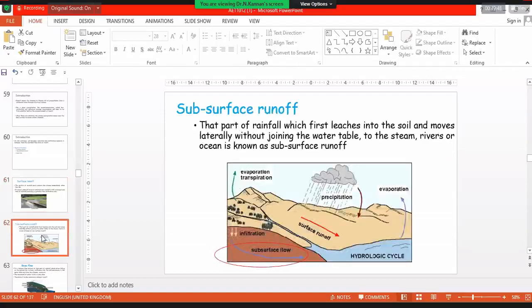This is of course subsurface runoff, right? This is very important. I have already explained that one. So we have studied the hydrologic cycle, right? The part of rainfall which first leaches into the soil and moves laterally without joining the water table to the stream, rivers, or ocean is known as subsurface runoff. You got the point? So this is precipitation.